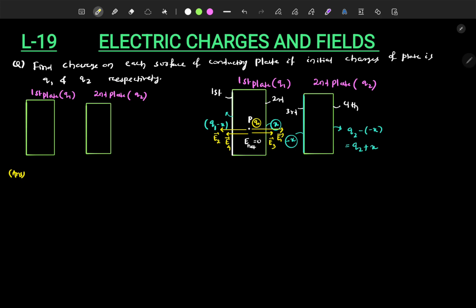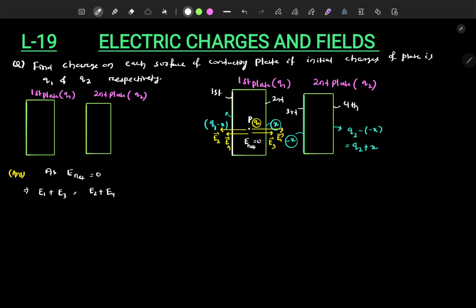So what we know here, we can write E net is equal to 0. We can say the total intensity on the positive x side is equal to the total intensity on the negative x side, magnitude wise. So we can write E1 plus E3 in magnitude is equal to E2 plus E4.